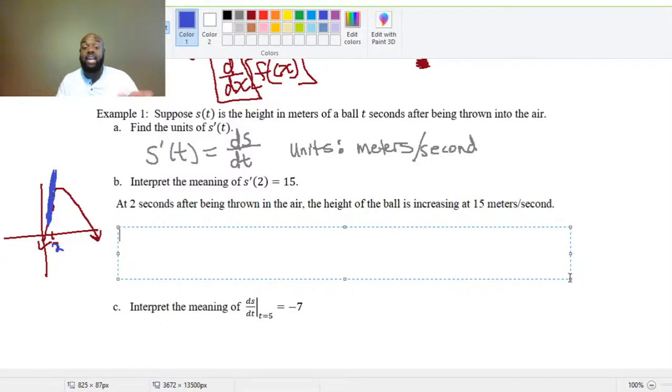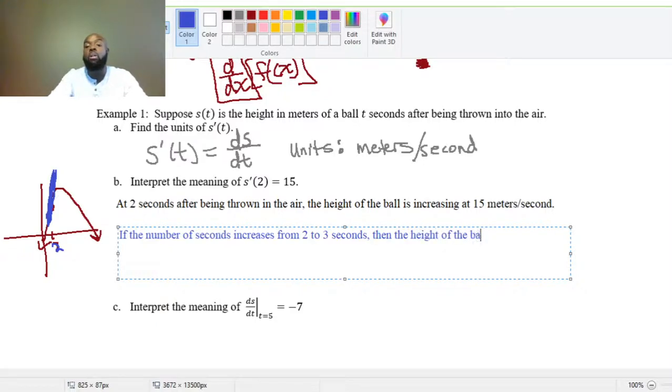And so I could say if the number of seconds, that's my input value, increases from 2 to 3 seconds, right? That's a 1 unit increase in your input. Then your output, which is the height of the ball, is expected to, or I'm just going to say will, and since that's positive, increase by 15 meters. And that is an alternative way to interpret your derivative.